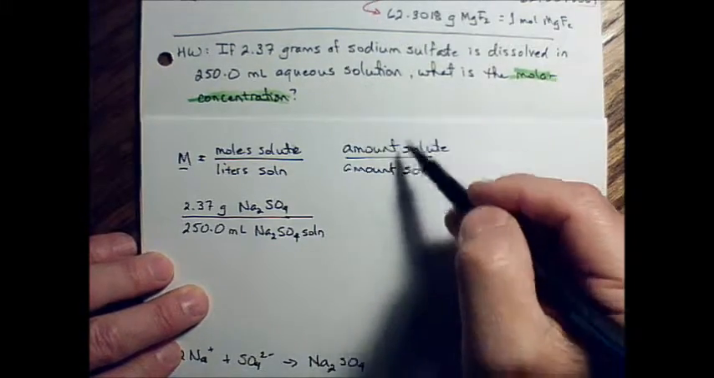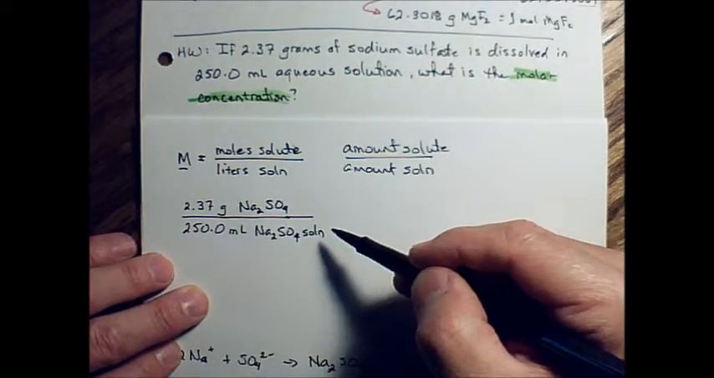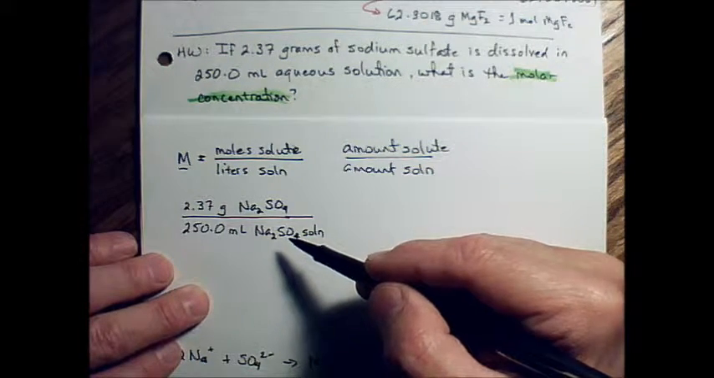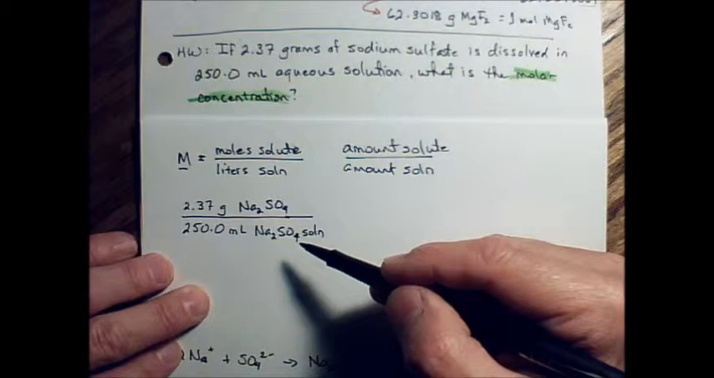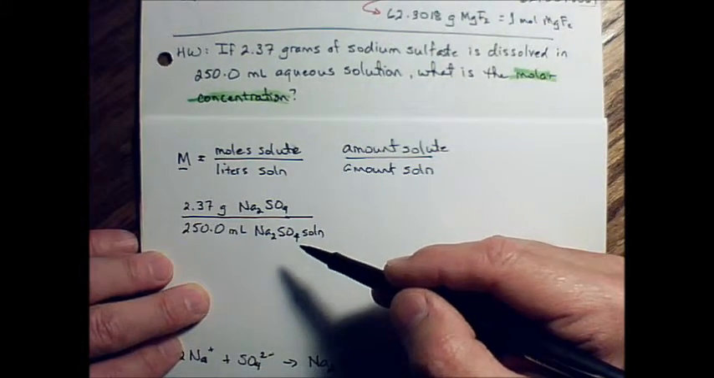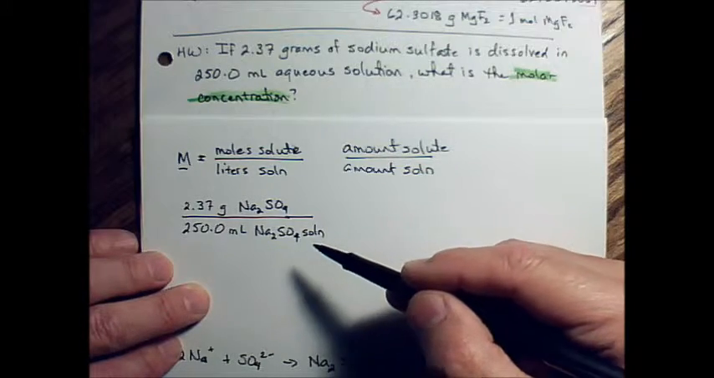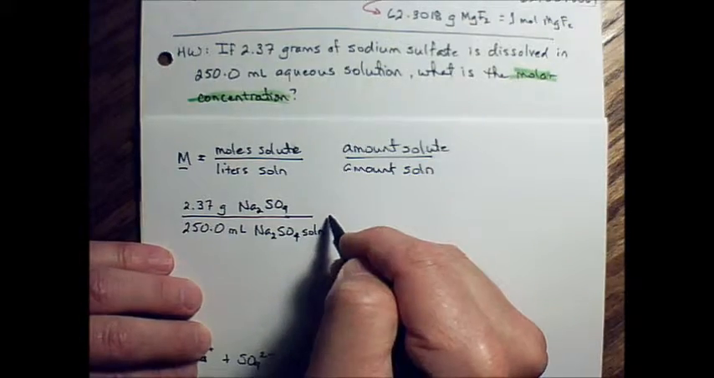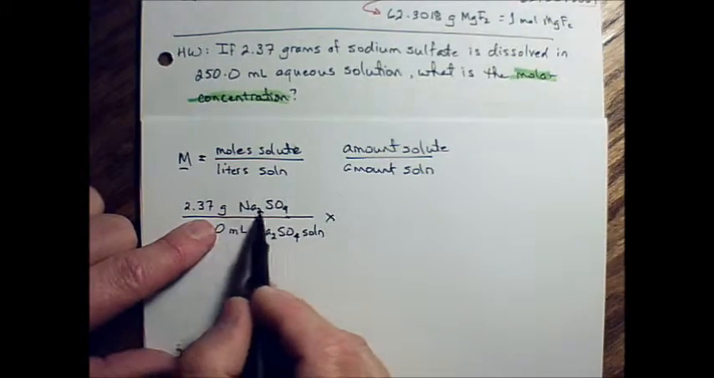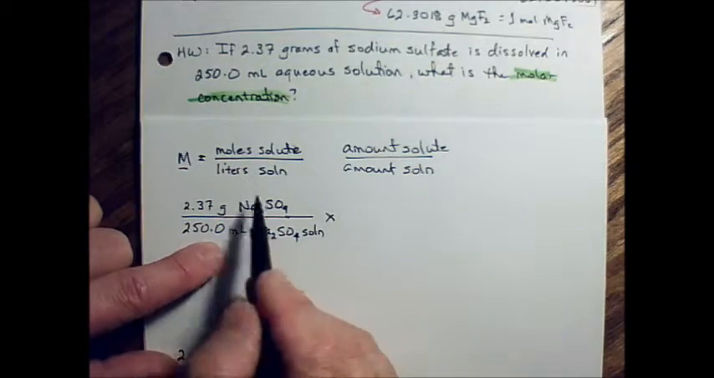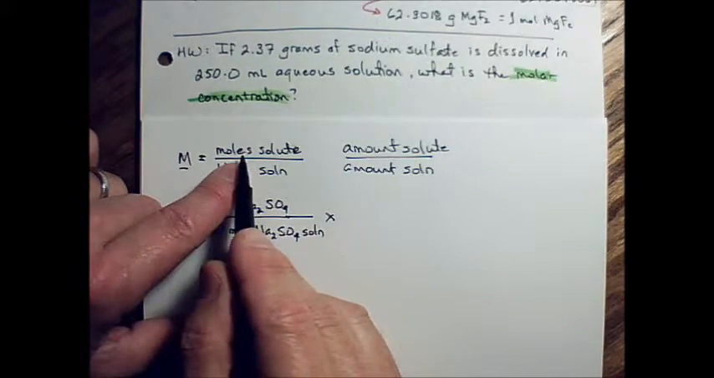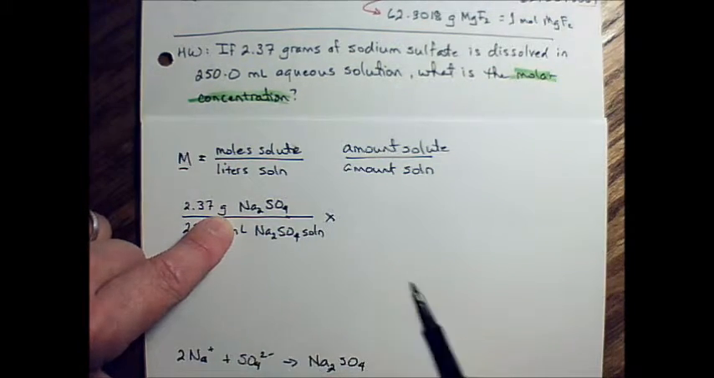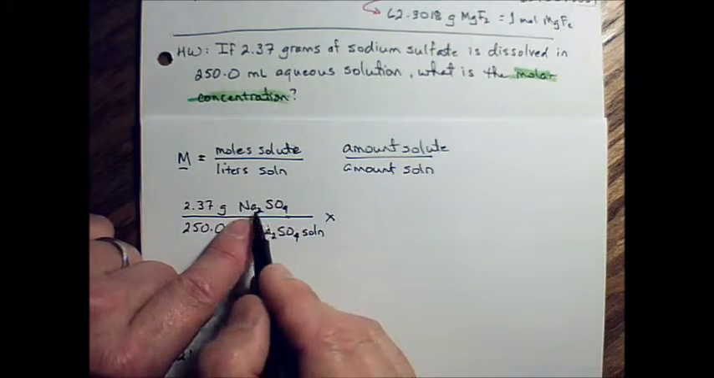All right, so that's how we start it. Whatever amount of solute we have in the problem over whatever amount of solution we have in the problem. You identify the solution by the solute. You don't have to name what the solvent is unless it's something other than water. You just don't say a solution of sodium sulfate in water because water is used so much. We assume it's water unless you say otherwise. So now we're ready to convert the top part into moles and the bottom part into liters. To go from grams of something to moles of something, I need the molar mass. So we're going to calculate molar mass for this compound.